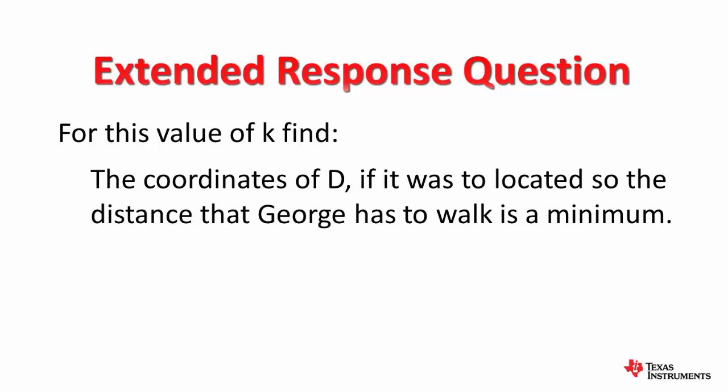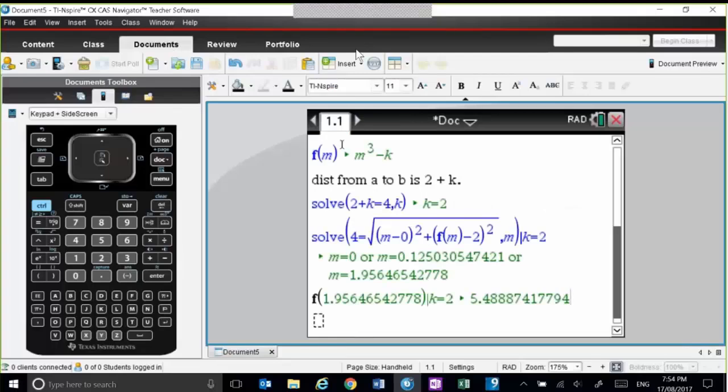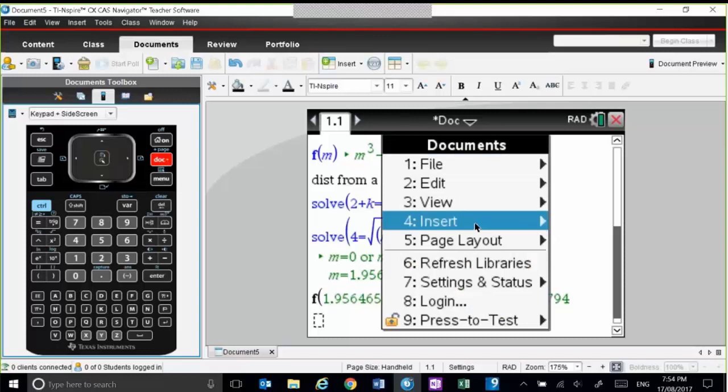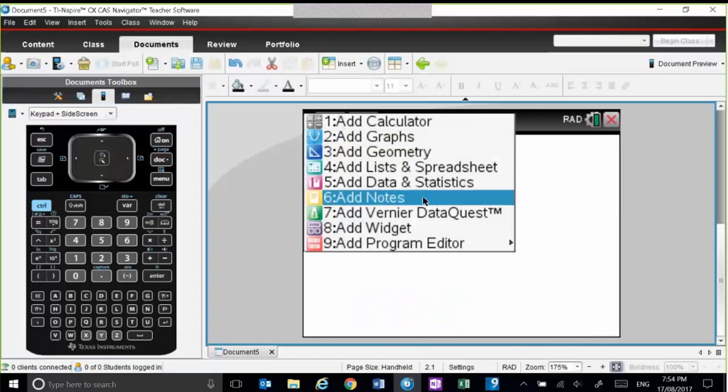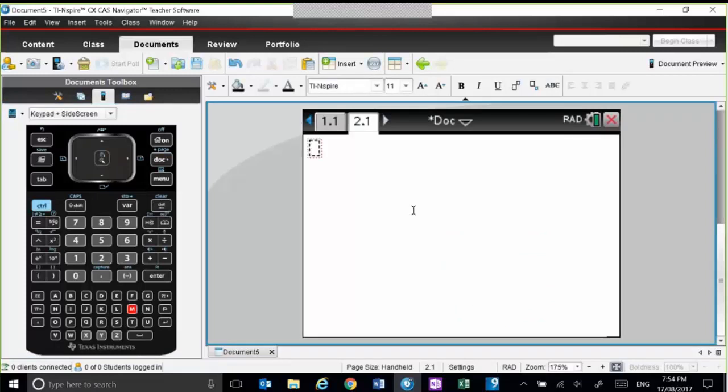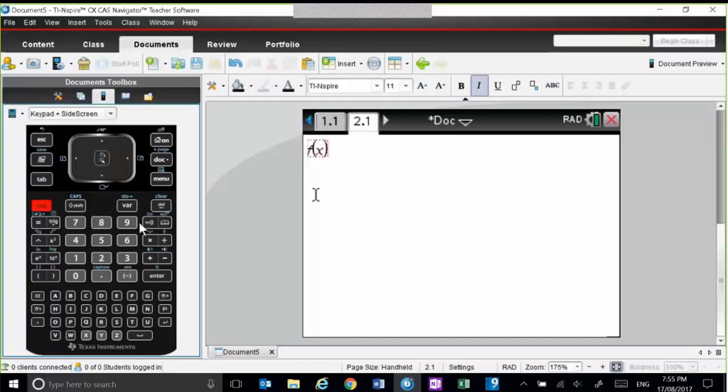Right, so what I'm going to do to help answer this question is insert a new problem. Oops, what I'll do is I'll do it on the screen here. If we press Doc and insert a new problem, a new notes page. What I'll now do is open up a maths box and define the function that we're using. But this time I'll put in the value of k. So f of x equals x cubed minus 2.